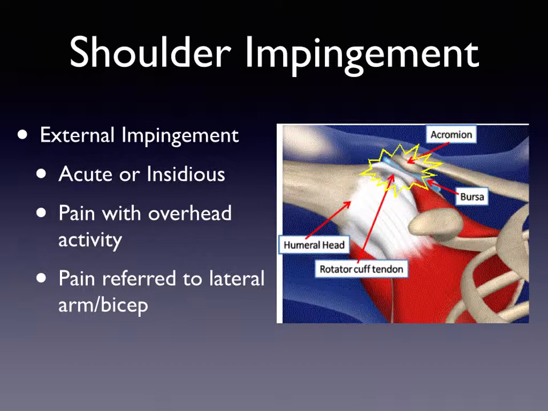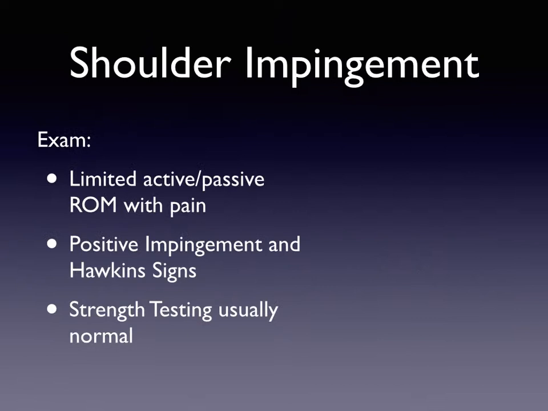Patients will present with pain on overhead activities, and often they will have referred pain, or they will actually come in reporting pain in their arm or their biceps region, but actually the problem is up in the shoulder area. When we actually examine patients, we find that they have limited range of motion, and also if the doctor moves the shoulder, we find that they have limited range of motion as well.